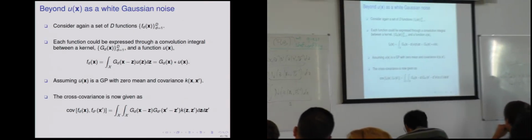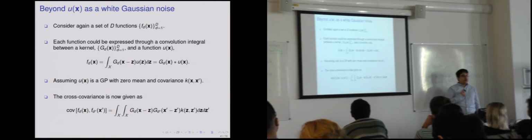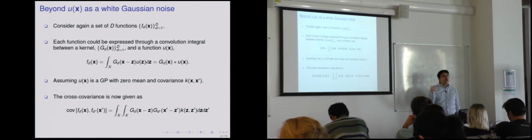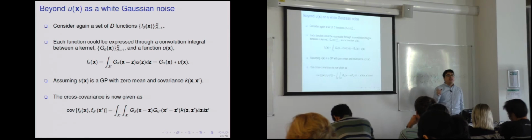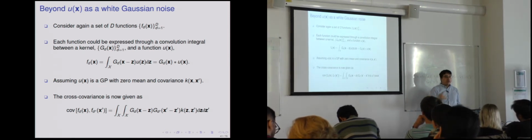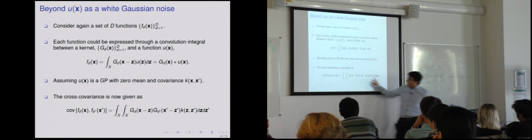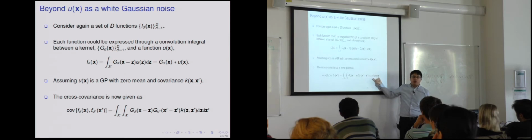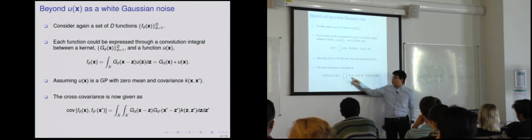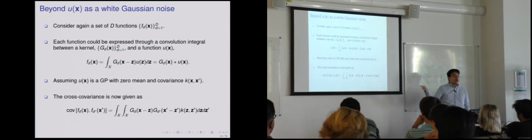Okay. We can go beyond white Gaussian noise. Before, we said that the latent process was white Gaussian noise, but it doesn't have to be like that. It could be any Gaussian process with a generic covariance function. In that case, I again obtain this form for the cross covariance, but now I can't reduce this to one integral. I would need two integrals.